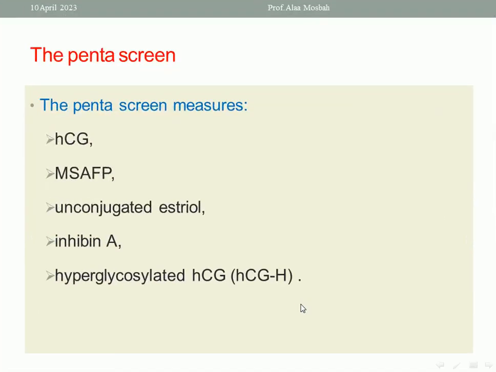Okay, let us go to the pentascreen. The pentascreen measures 5 items: HCG, maternal serum alpha fetoprotein, unconjugated estriol, inhibin A, and hyperglycosylated HCG. Okay, so the pentascreen added one more item than the quad screen, which is hyperglycosylated HCG.